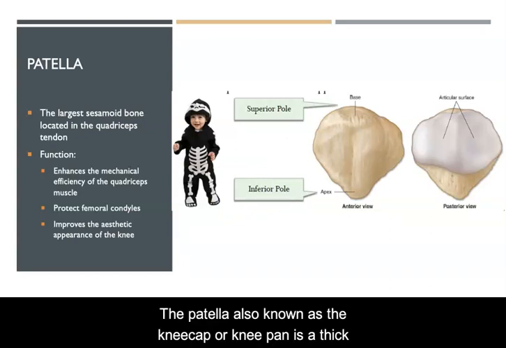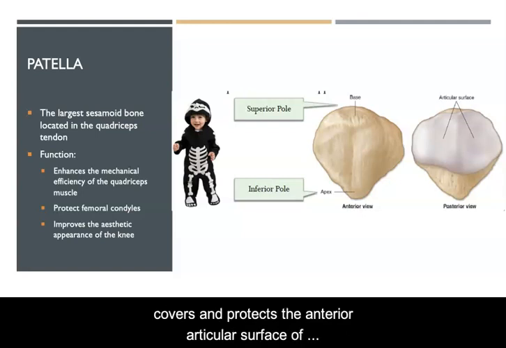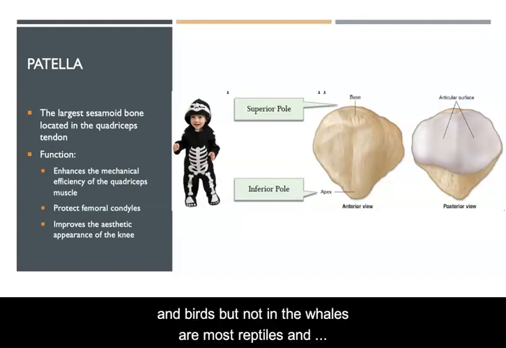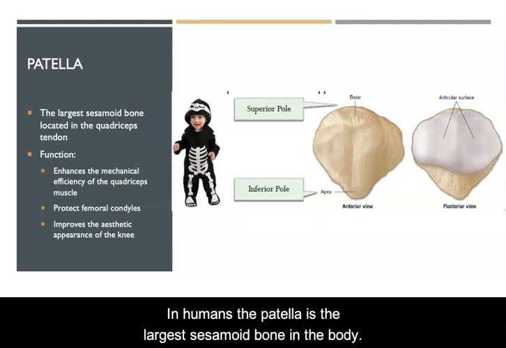The patella, also known as the kneecap or knee pan, is a thick, circular triangular bone which articulates with the femur and covers and protects the anterior articular surface of the knee joint. The patella is found in many tetrapods, such as mice, cats, and birds, but not in whales or most reptiles and amphibians, such as snakes or frogs. In humans, the patella is the largest sesamoid bone in the body.